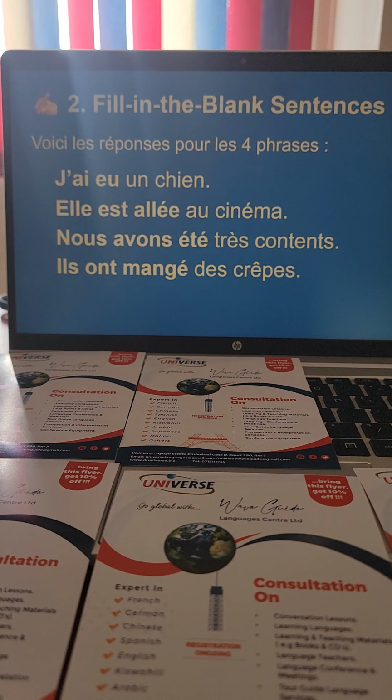Nous avons été très contents. So être will use avoir. And then the past participle of être is été. So nous avons été très contents. Ils ont mangé des crêpes. So manger will use avoir. And the past participle of manger is mangé. You can see that it has the same pronunciation. Those are homophones.